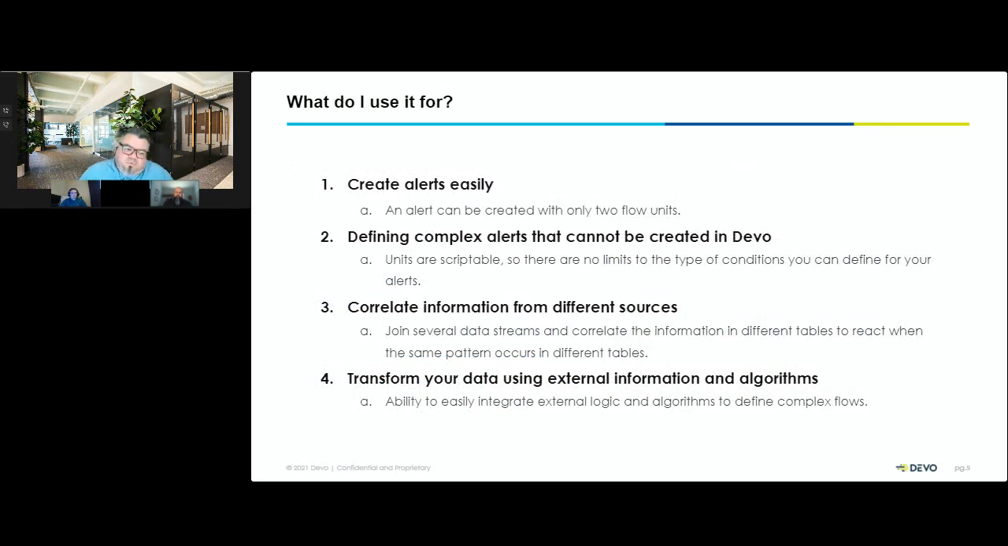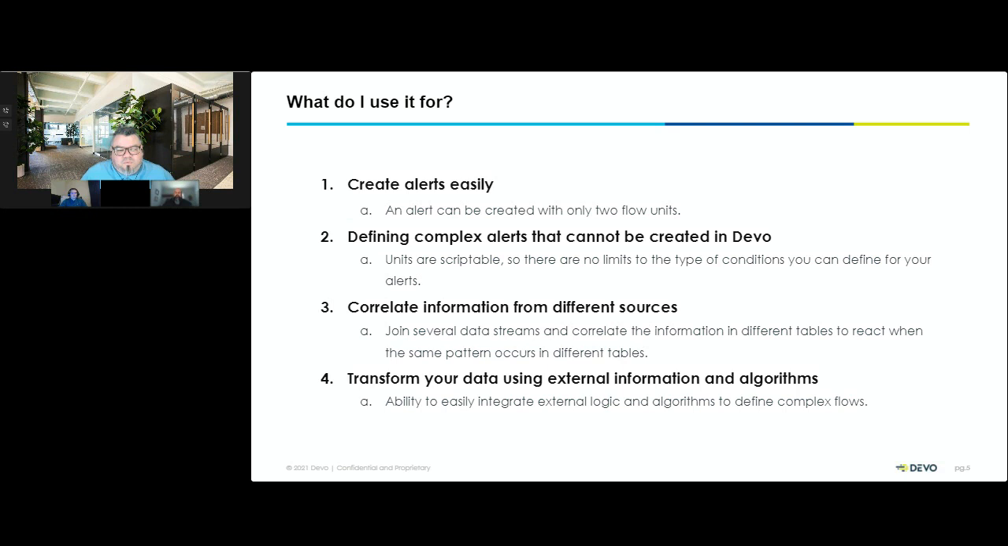So what do I use it for? The Devo Platform allows users to build their alerts based on query data. With Flow, you can define query-based alerts much easier by only using 2 Flow units. And don't worry about the terms. We're going to talk a little bit in a minute more about, for example, what is a unit.